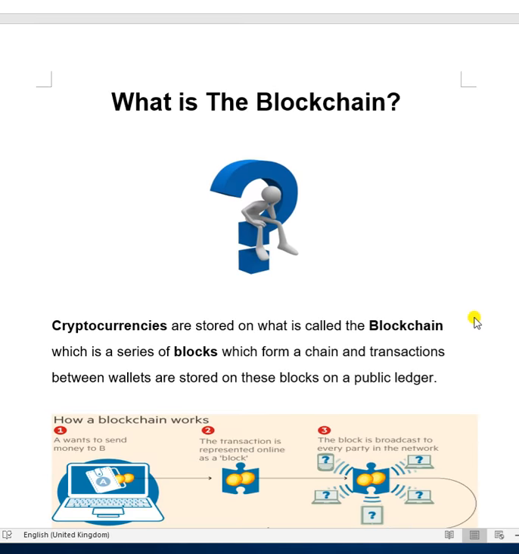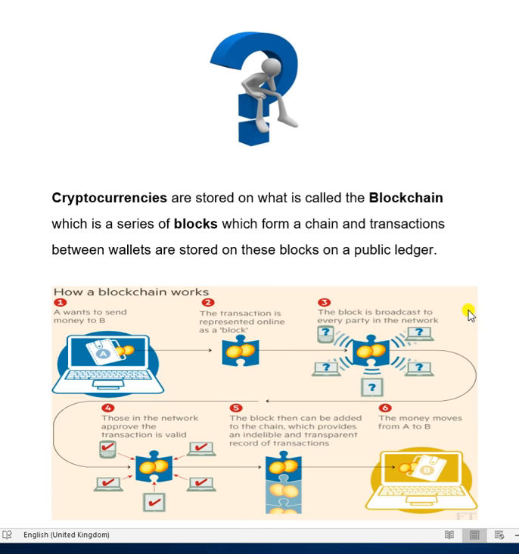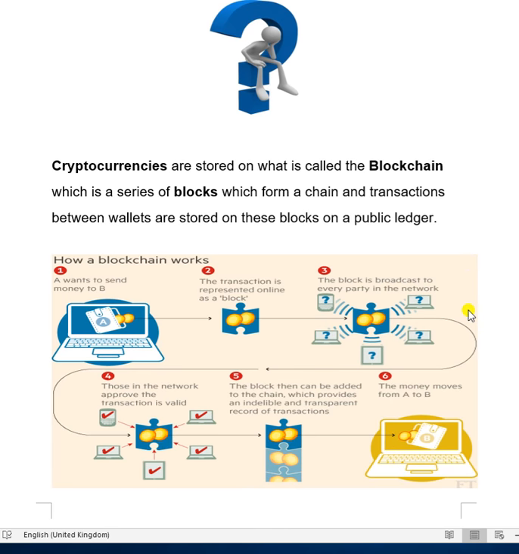What is blockchain? Cryptocurrencies are stored on what is called a blockchain, which is a series of blocks which form a chain, and transactions between wallets are stored on these blocks or on a public ledger.